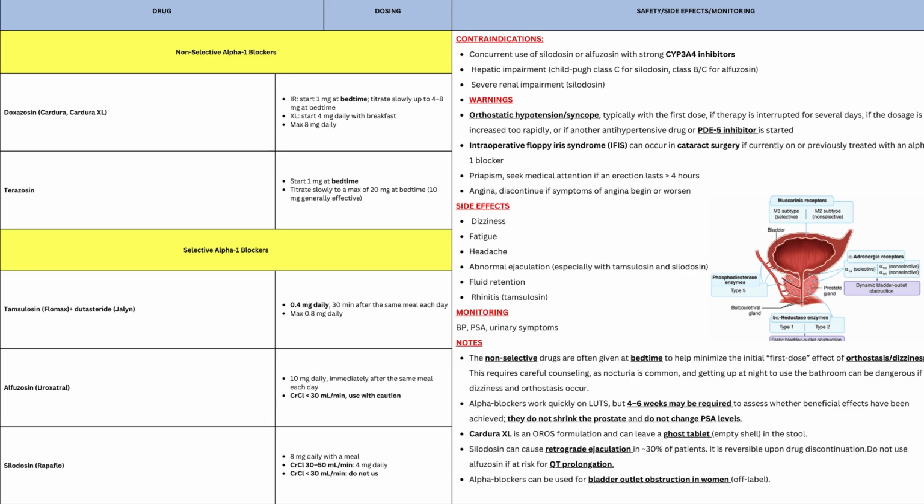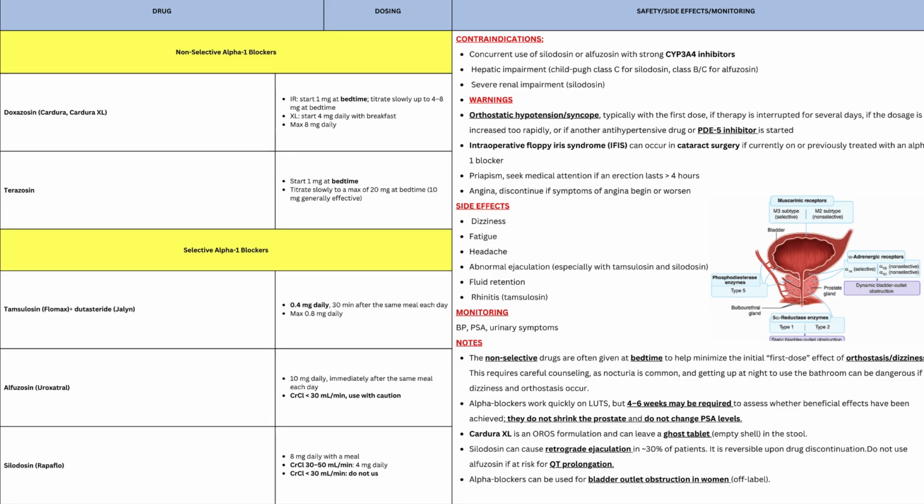Alpha blockers work quickly on the LUTS, but 4 to 6 weeks may be required to assess whether the beneficial effects have been achieved. They do not shrink the prostate and do not change the PSA levels. Cardura XL is an OROS formulation, which stands for Osmotic Controlled Release Oral Delivery System, and may leave a ghost tablet in the stool. This is harmless. Nothing but an empty shell in the stool.